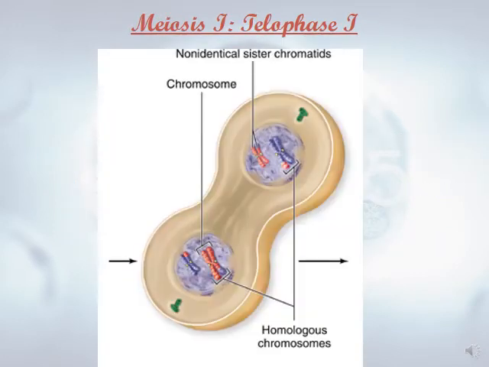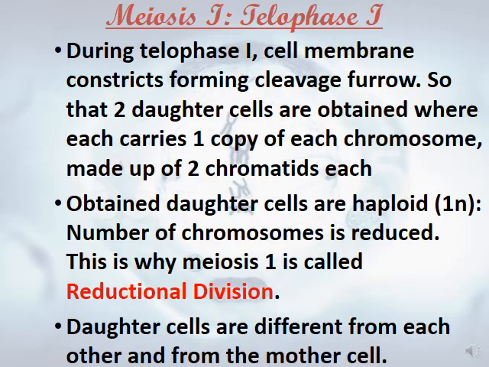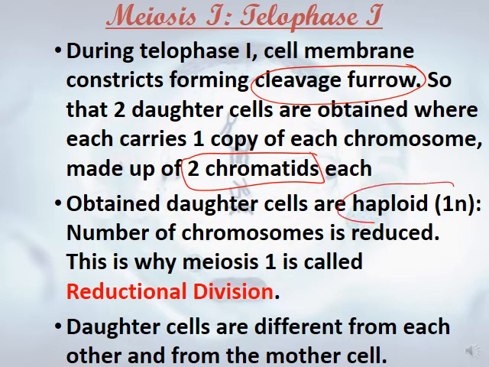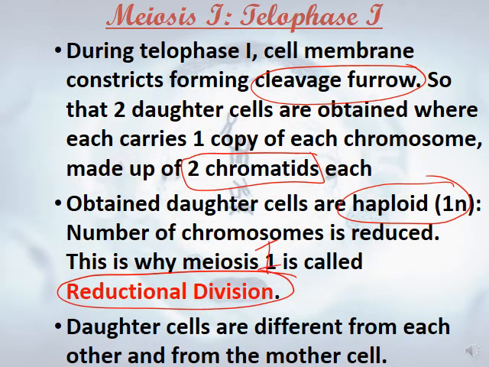Telophase I. What will happen in telophase I? During telophase I, the cell membrane constricts, forming a cleavage furrow. Two daughter cells are obtained, where each carries one copy of the chromosomes, each of two chromatids. The obtained daughter cells are haploid. The number of chromosomes is reduced here. That's why meiosis I is called reductional division, because the number of chromosomes is reduced.